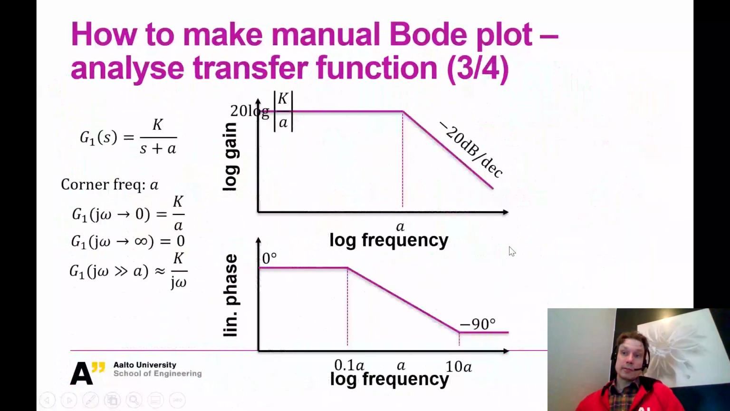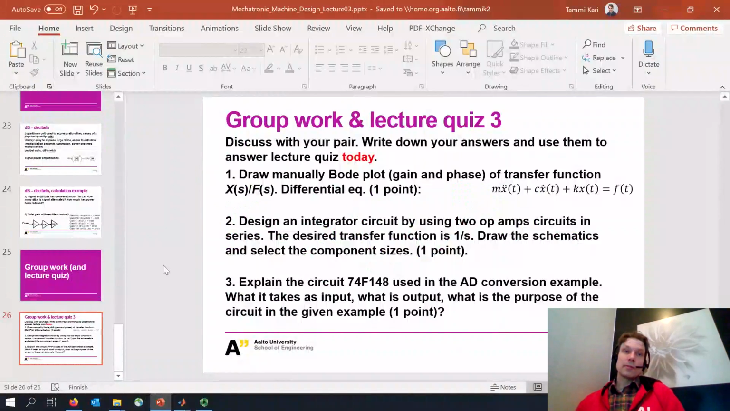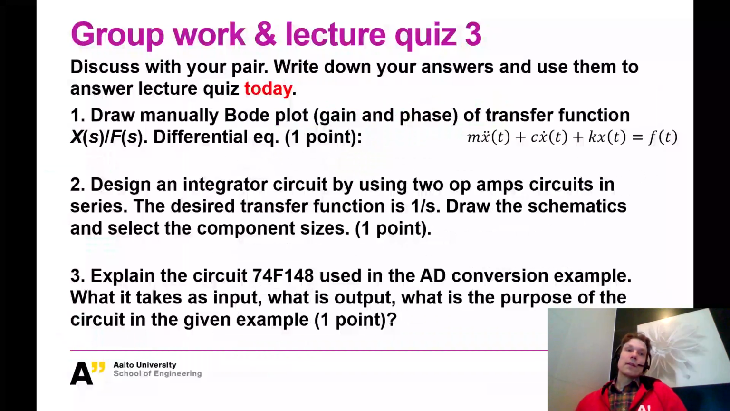Let's go to the final question. So explain the circuit 74F148, which is used for AD conversion. What it takes as input, what it takes as output, and what is the purpose of the circuit. So I pretty much already explained the circuitry there. And if you want to have more insight or a better explanation, you can Google this and you find a lot of material.